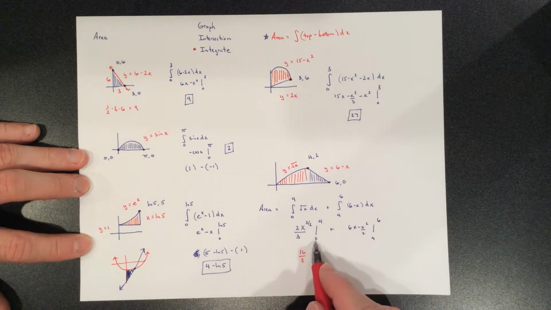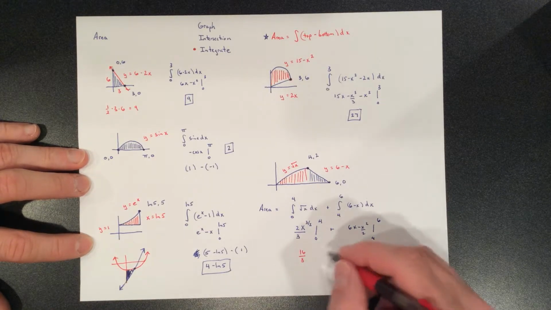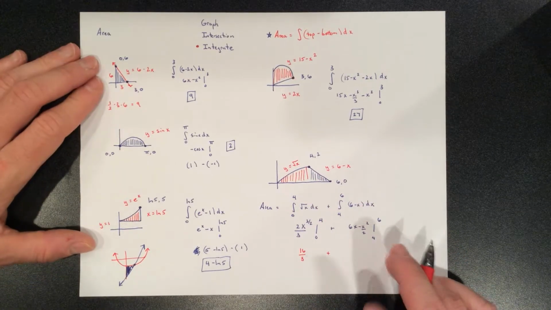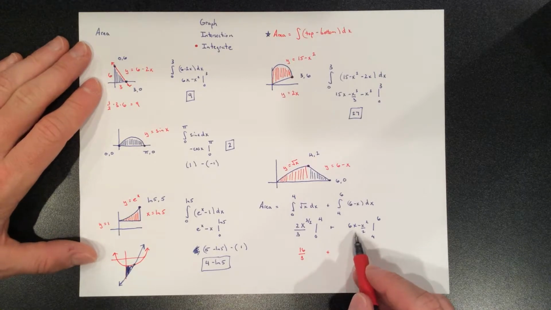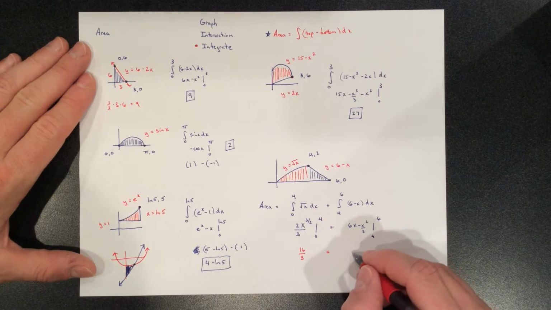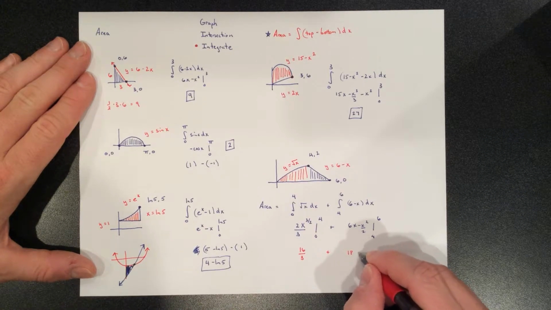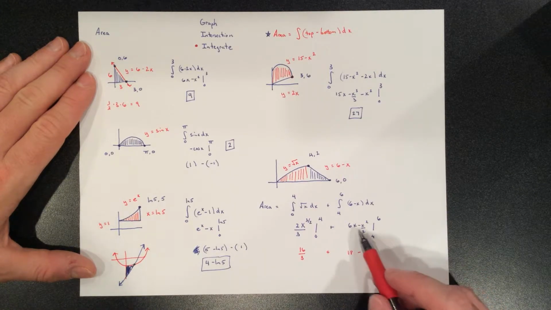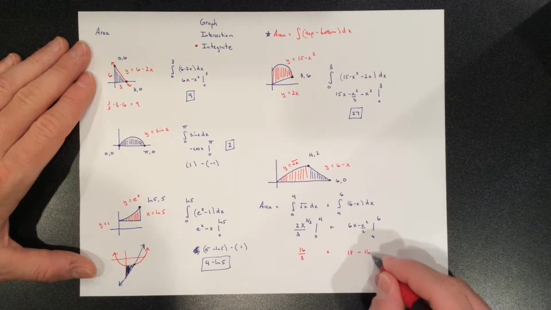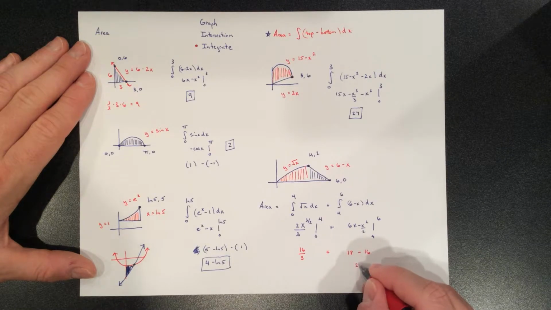And then subtract plugging in 0, but that's just 0, so we got this. Okay, so this red is 16/3. Plus, plug in 6. 6 times 6 is 36, 36 minus 36 over 2. 36 minus half of 36 is 18. Minus plugging in 4. Plugging in 4 is 24 minus 8. 24 minus 8 is 16. So this whole thing is just 2.